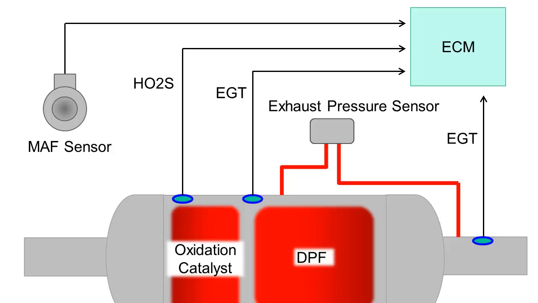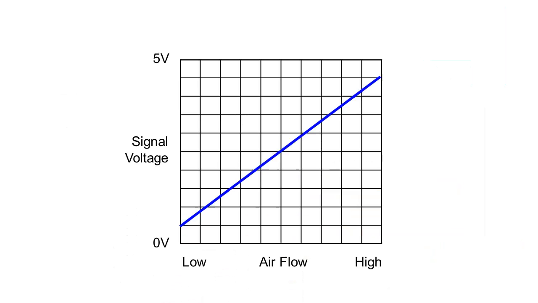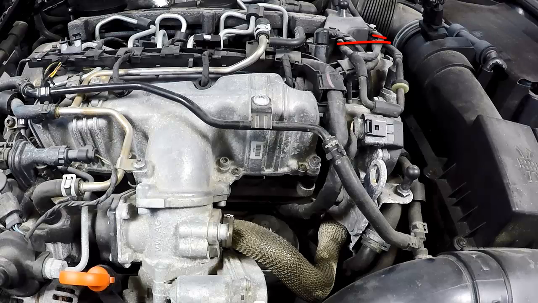While the mass airflow sensor isn't part of the exhaust system, its signal is used in the DPF soot load calculation. Service information specifies an idle signal voltage of 1.82 volts. Signal voltage is 2.35 volts at 2000 RPM, and 2.98 volts at 3000 RPM. This is the mass airflow sensor.